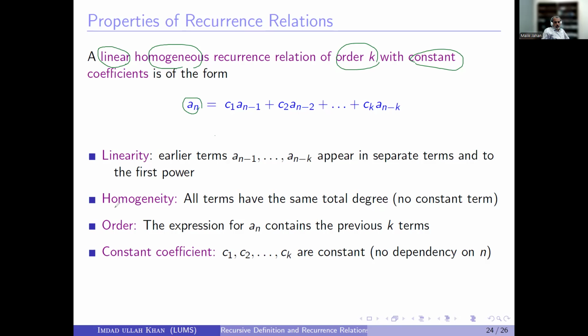When we say the recurrence relation is homogeneous, that means that all terms have the same total degree, so there's no constant term. And the order is how many previous terms are required to be incorporated in order to compute an. If you look over here, we are dependent on n minus 1 to n minus k. That means we are dependent on a total of k previous terms, so its order is k. And by constant coefficients, we mean that each term has a constant over here, and none of those constants are dependent on n.